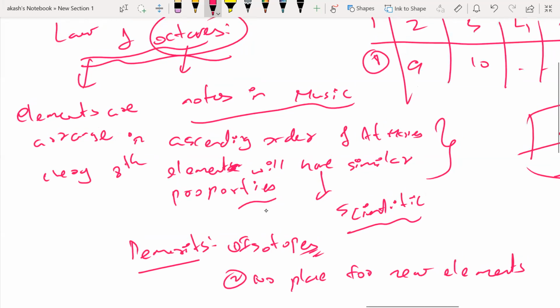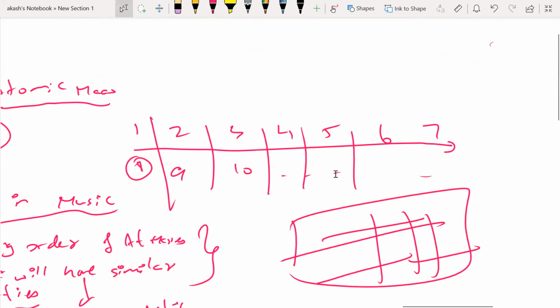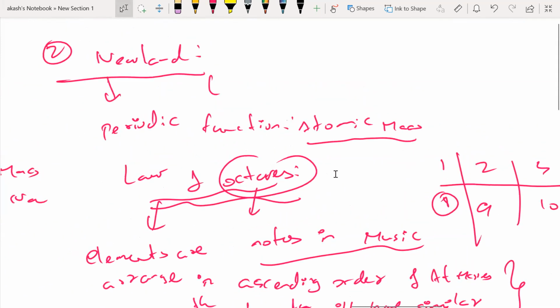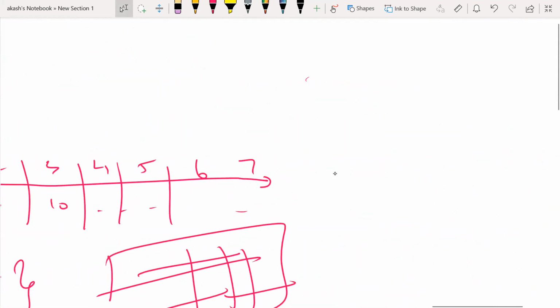Anyways, moving on to the next scientist who tried classifying these elements, which was Mendeleev.